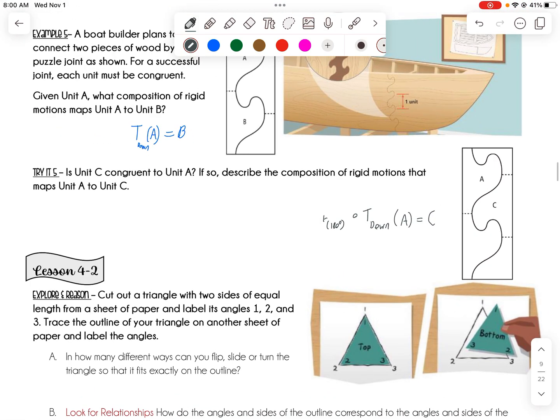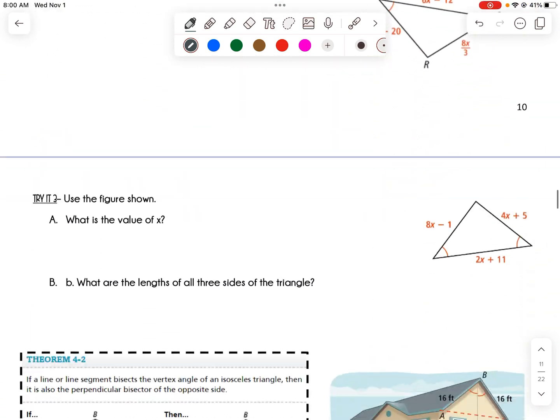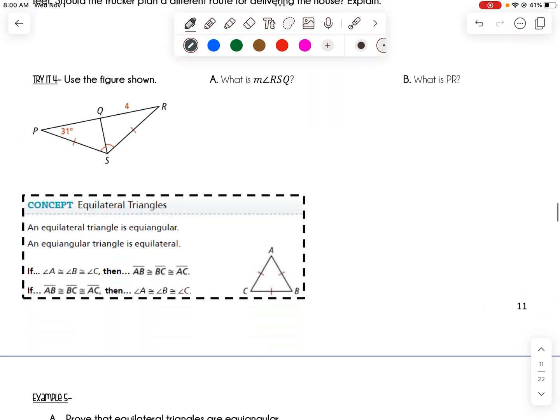All right, and with the next time, we're not going to get to lesson 4.2. We're actually going to skip that for now and come back to it in just a little bit. But we're going to go on to lesson 4.3.